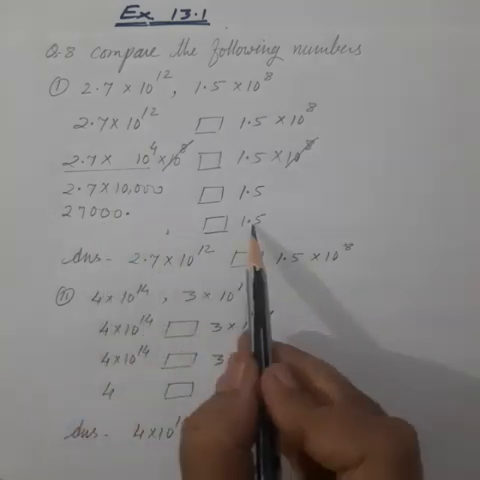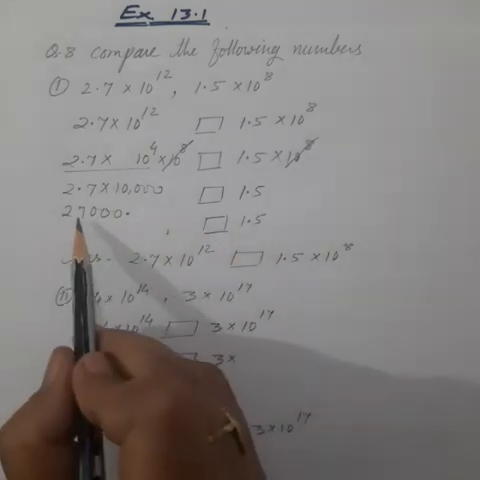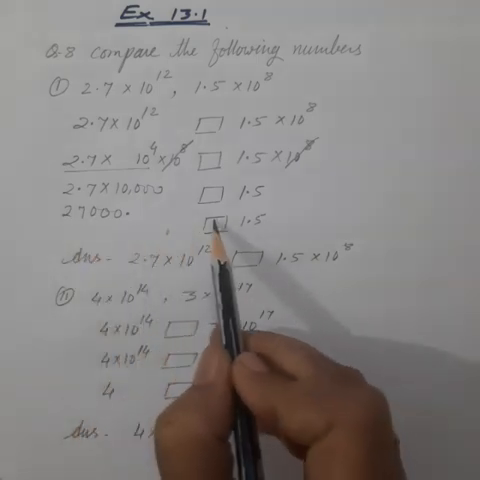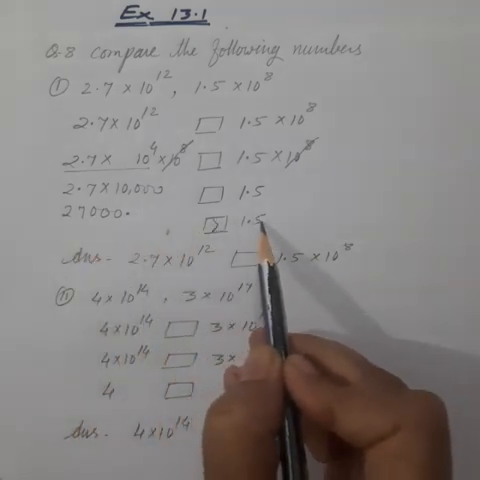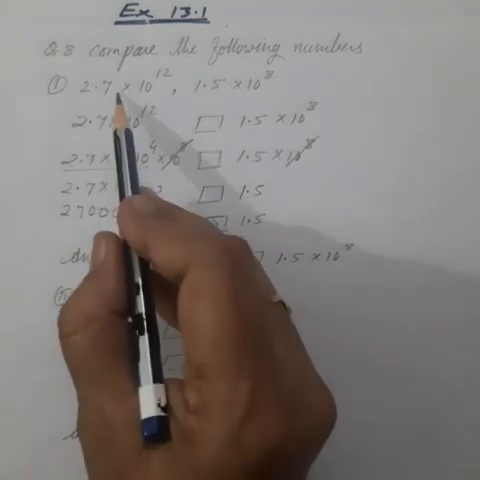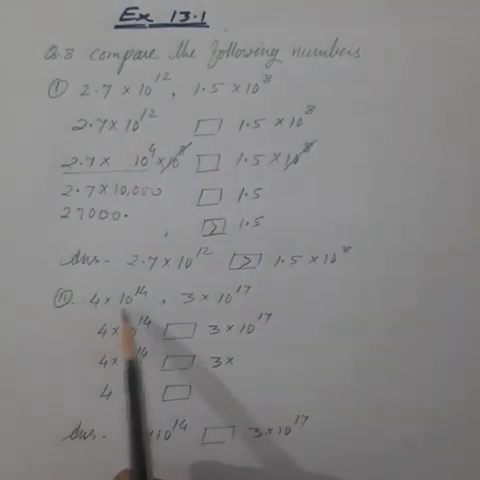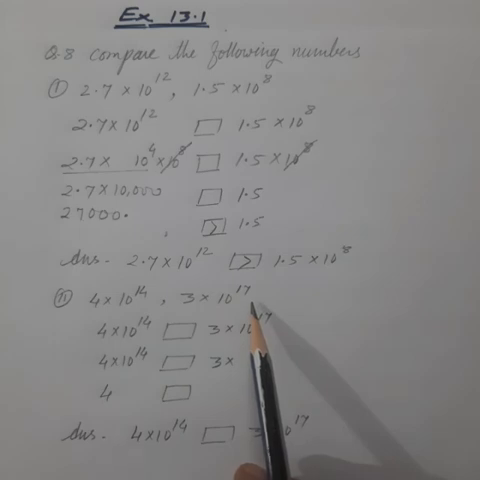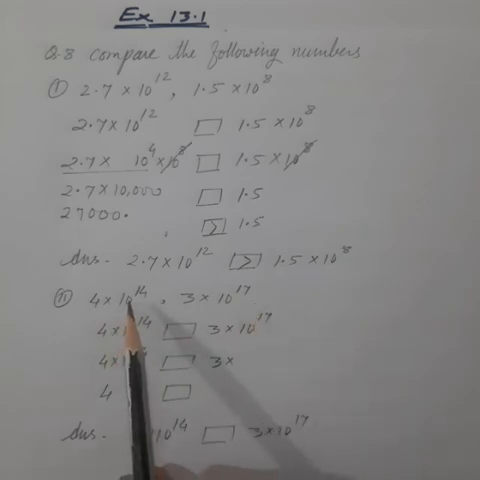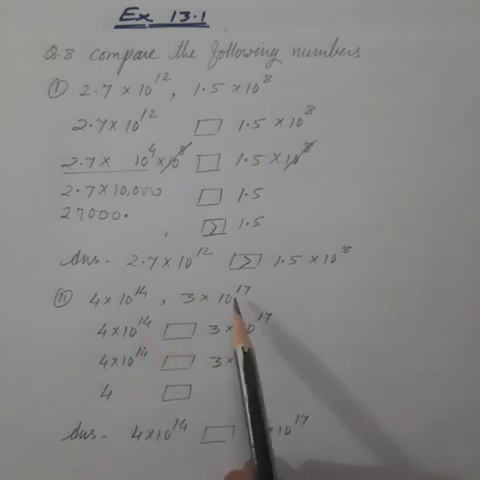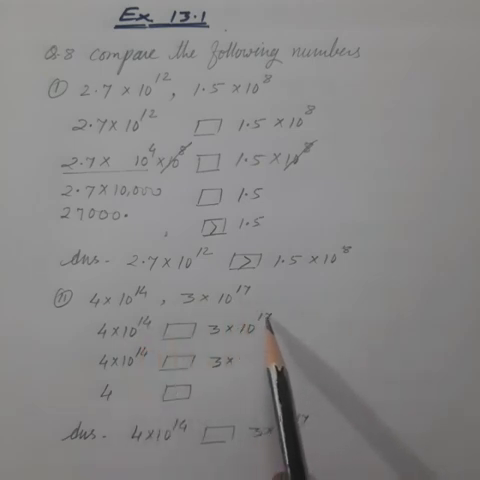Now we will compare these two numbers. 27,000 and 1.5. 27,000 is greater than 1.5. So this number is greater. Second, here we have to compare these two numbers. In this number, 10 is repeatedly multiplied by itself 14 times. And in this number, 10 is repeatedly multiplied by itself 17 times.